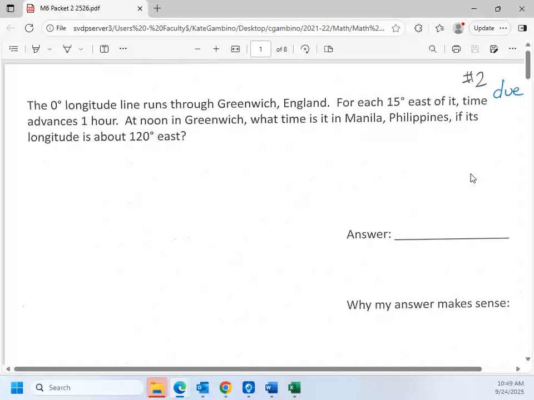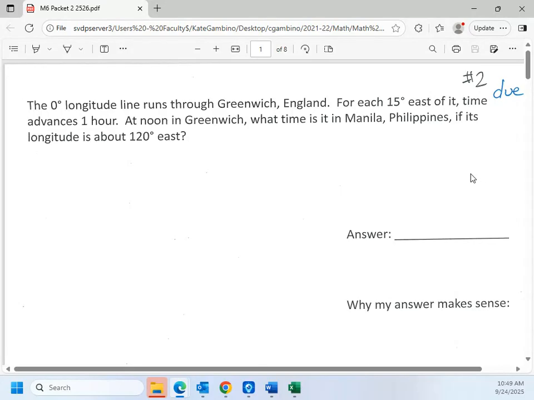Good morning. Today we are looking at packet number 2. It is due on 10/14, October 14th, right before MEA. First things first, double check, make sure your name is on your packet. Then let's look at our first page.